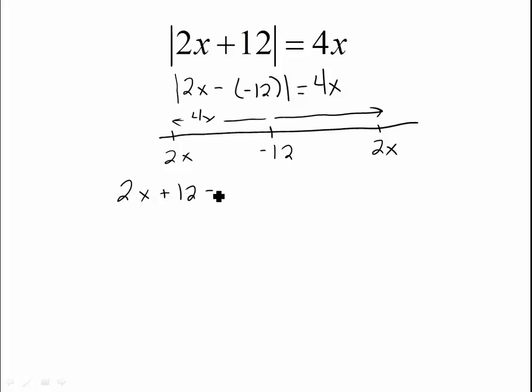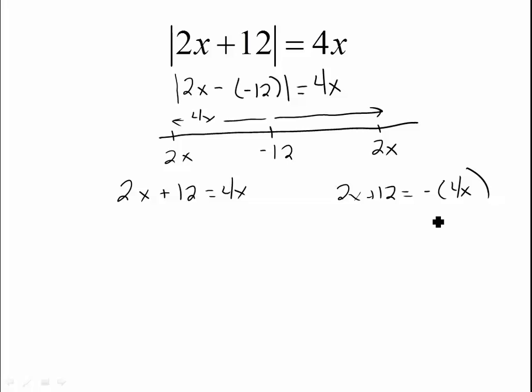Structure this algebraically in the same way as we have before. 2x plus 12 equals 4x, and 2x plus 12 equals the opposite of 4x. This side is for going to the right from negative 12, and this side for going to the left from negative 12.